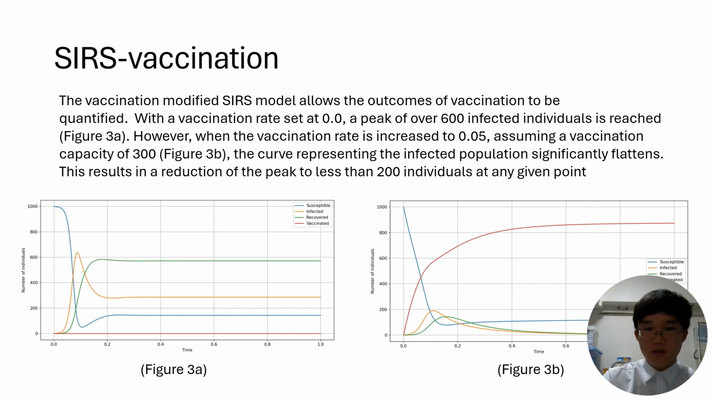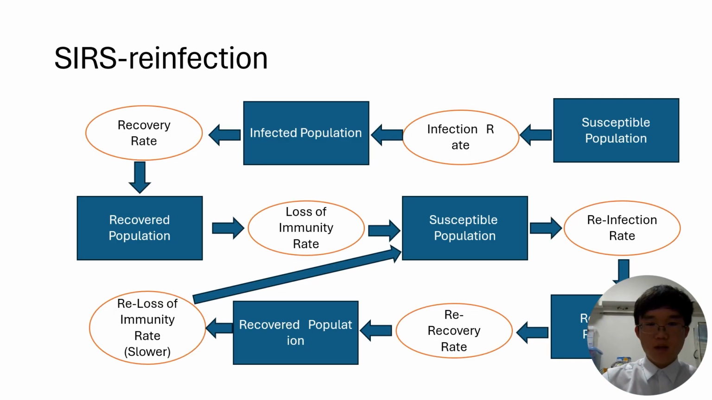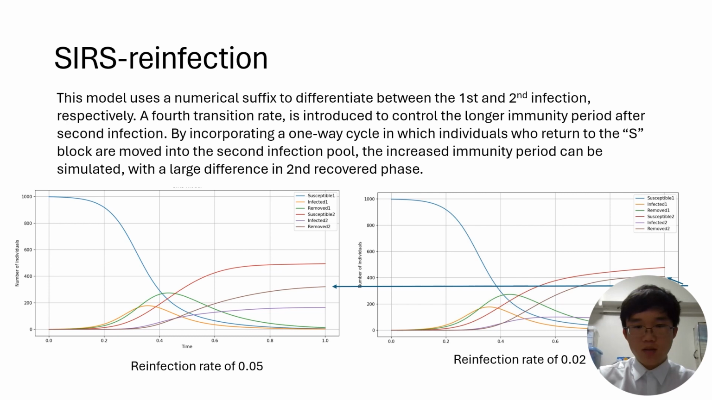infected population significantly flattens. We then implemented an SIRS reinfection model where people can be reinfected after they have recovered the first time. As seen on the graphs below, with different infection rates of 0.05 and 0.02 respectively, we can see that as reinfection rate decreases, the number of recovered people who have recovered from a second infection increases. This lines up with our expectations.